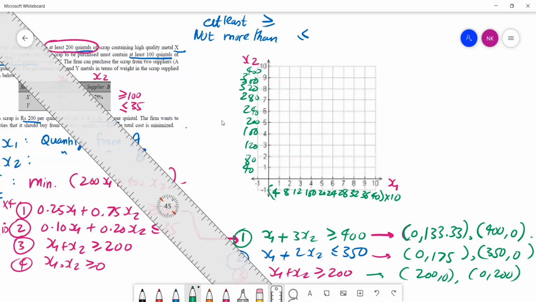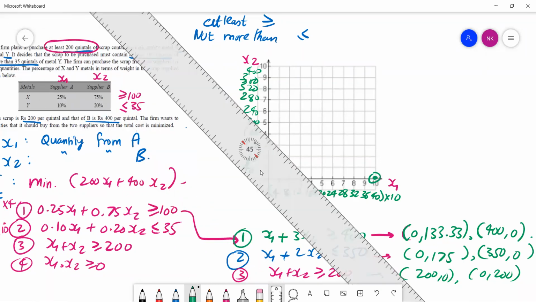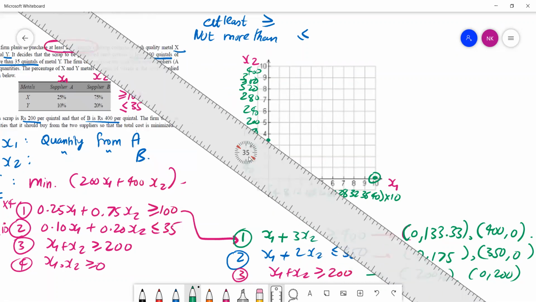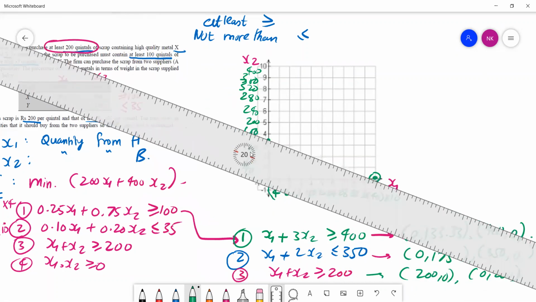Now let's start drawing this line. x1 plus 3x2 greater or equal to 400. So 0, 133.33, it will be somewhere over here. In this type of questions, you will be required to solve the equations. And the second point will be 400, 0, so it will be over here. So just take the scale, joining these 2 points.